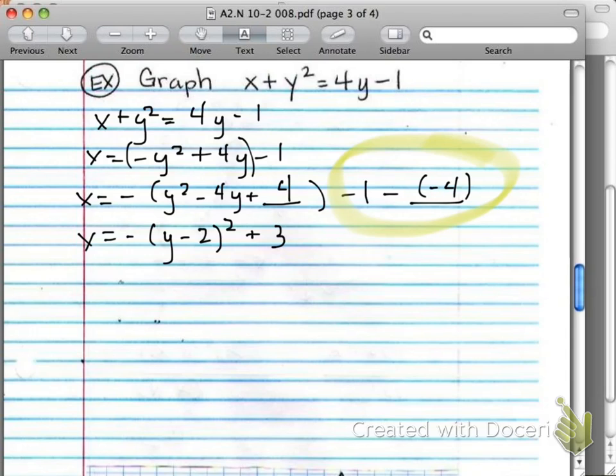So when it's an x equals, it's going to be opening left and right? Absolutely. Good. He said when it's x equals, it's going to be opening left to right. Right? I said yes. Okay. The homework is on Blackboard.